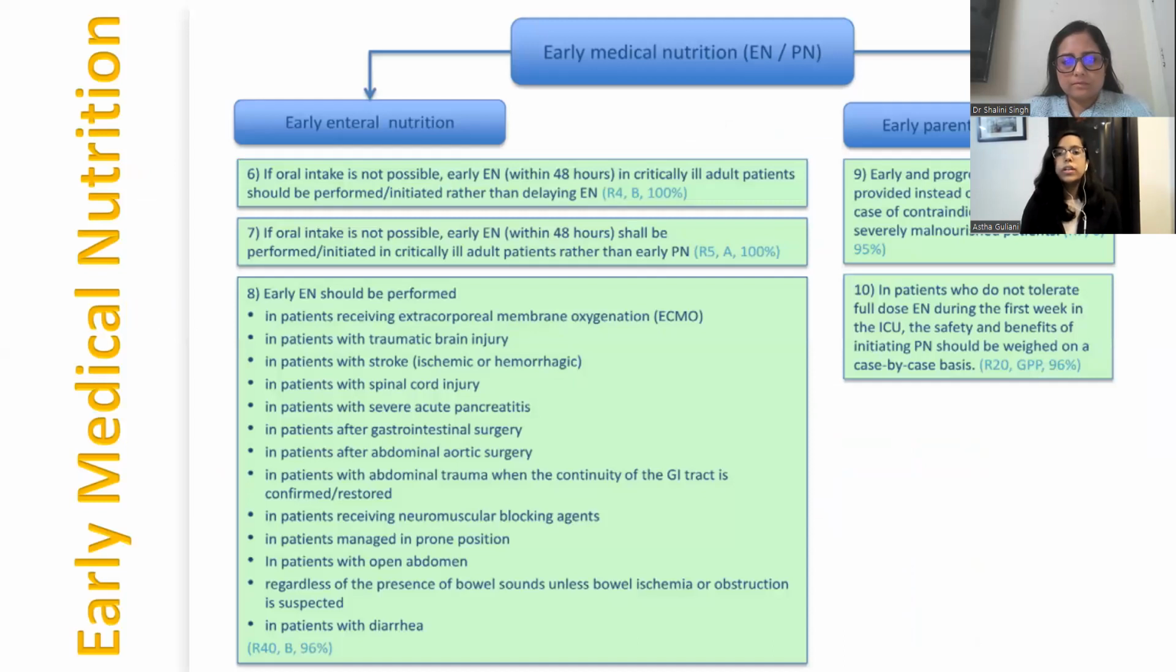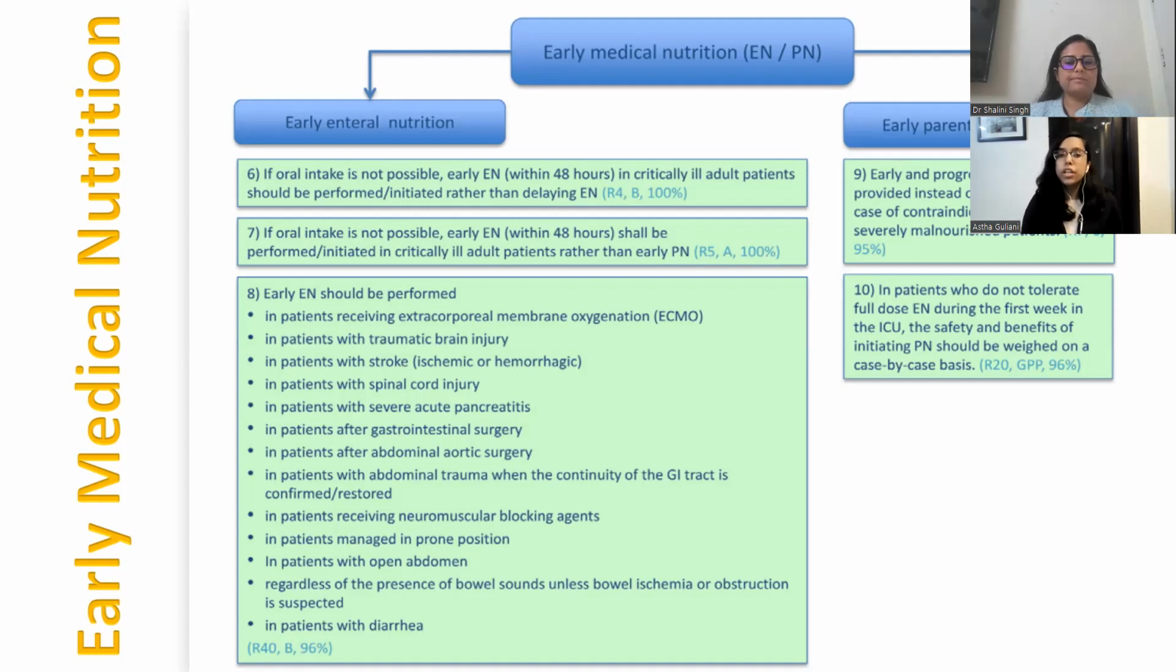Now, according to the timing of nutrition, early medical nutrition can be divided into early enteral nutrition and early parenteral nutrition. Wherever oral intake is not possible, early enteral nutrition within 48 hours is definitely preferred over delaying enteral nutrition, and it is also preferred over early parenteral nutrition.